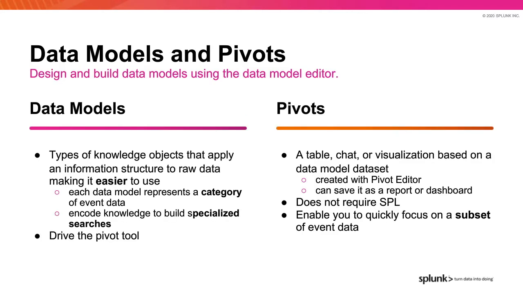A data model is a type of knowledge object that applies an information structure to raw data, making it easier to use and more performant. Each data model represents a category of event data and is composed of data model datasets. It encodes the domain knowledge necessary to build a variety of specialized searches from those datasets. These specialized searches are used by Splunk software to generate reports for pivot users.